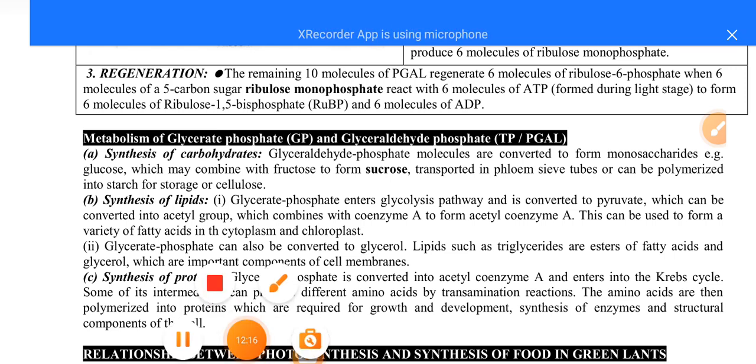I therefore sign out. So I want to call upon you people that let us prepare for our second topic, the second part of nutrition, which is heterotrophic nutrition.